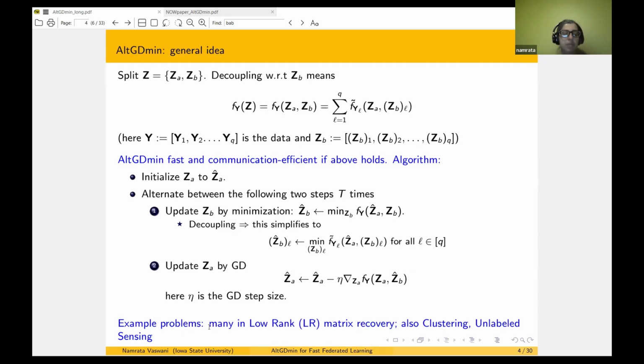But there are classes of problems, a lot of problems in low rank matrix recovery, where this partial decoupling property holds. There are 2 problems I'll talk about in this talk. And then there are also partly discrete problems, which we haven't studied yet.